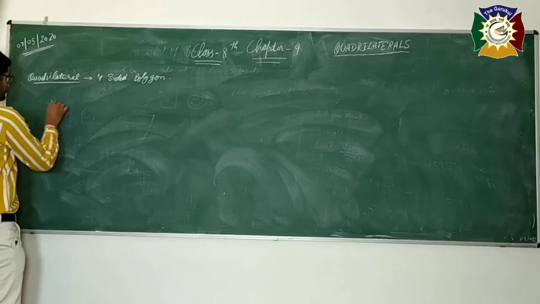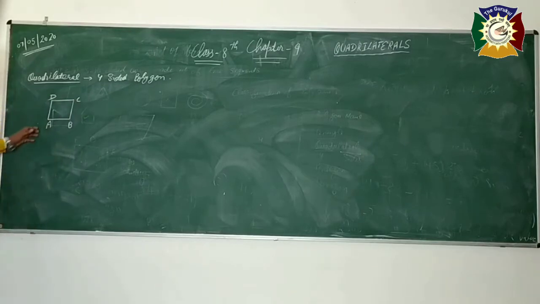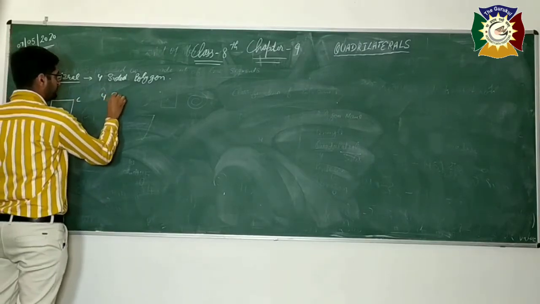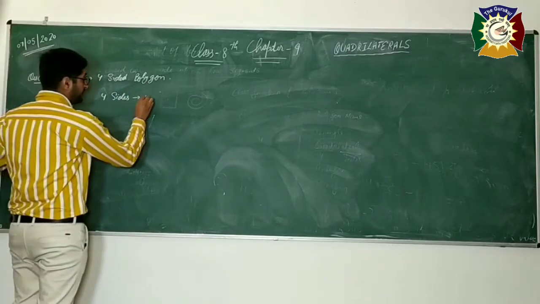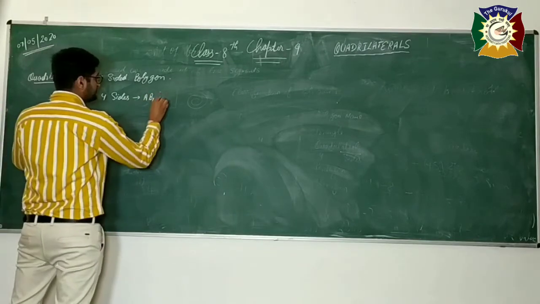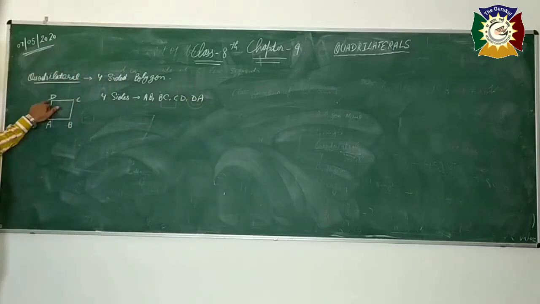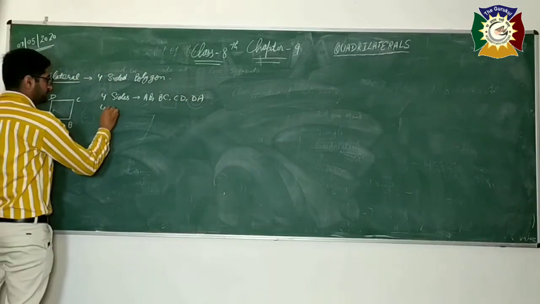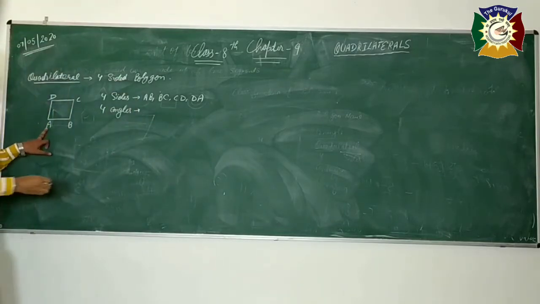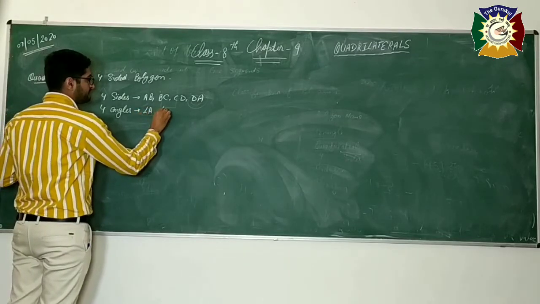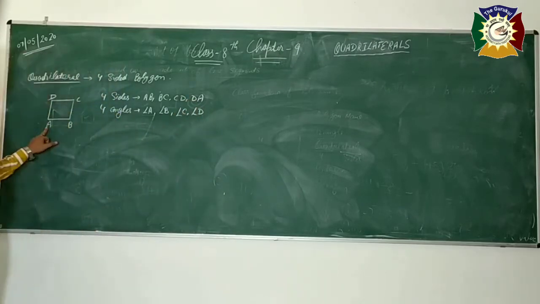Simply, if it's a quadrilateral, then you can see four sides are there. So which sides are there in this? They are AB, BC, CD and DA. After that, four angles. Now, the angles are angle A, angle B, angle C, and angle D.